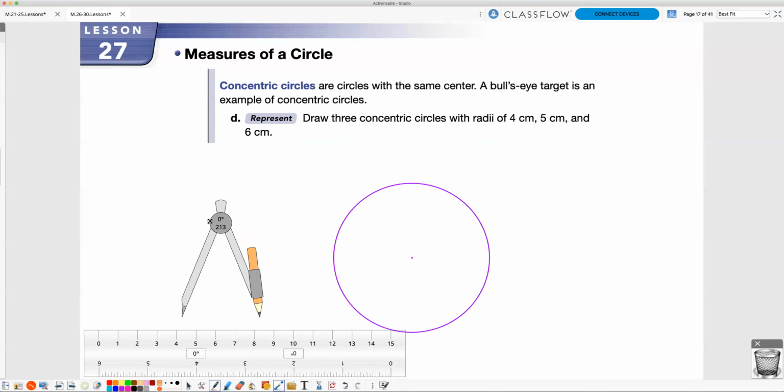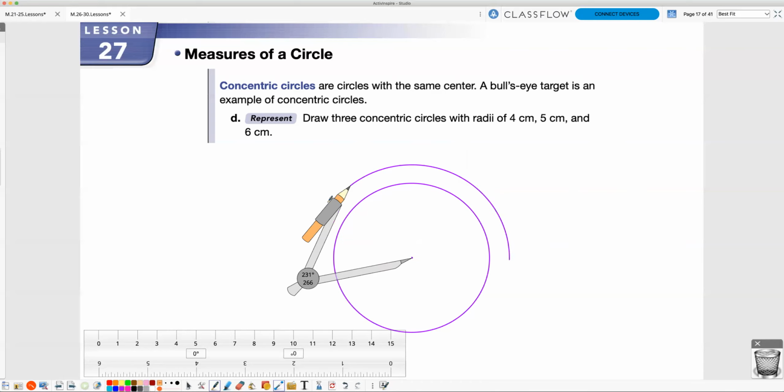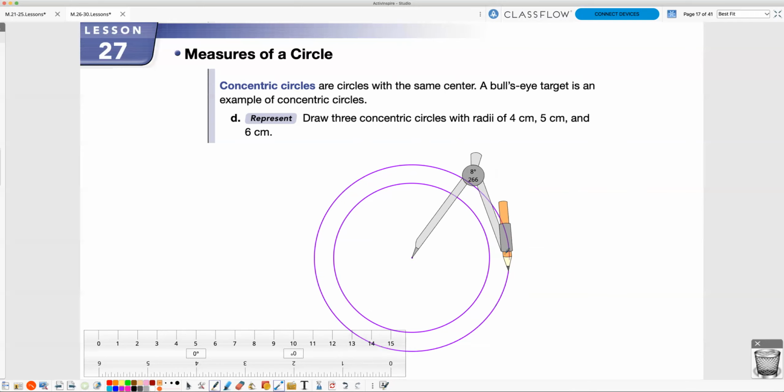And I'm going to go back down here to the 0 on the needle. And I'm going to spread this out to 5 centimeters. I'm going to place the needle back on that dot that I had. If you're using paper, it'll actually probably end up leaving a little bit of a hole there. Then I've got my 5 centimeter one. Now I need to do a 6 centimeter one. That was 5 centimeters in radius. I'm going to do 6 centimeters now. It's right about there. I'm going to put my needle back on the center point.